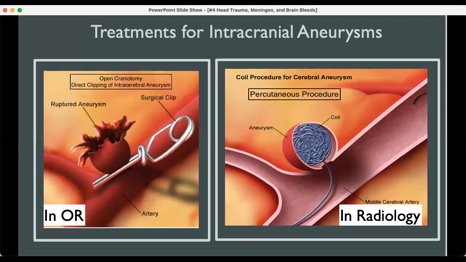And the other form that's more common now is in the radiology suite, where you actually thread a coil up and put it into the aneurysm. Of course, this has to be a situation where the aneurysm is not actually ruptured. And then that coil goes in and obstructs that aneurysm so that it takes away the risk of rupture.